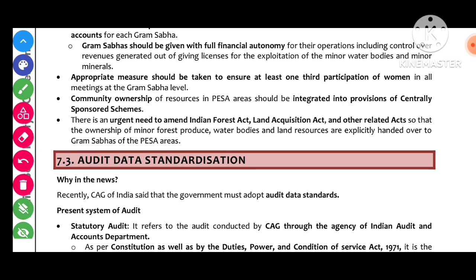An appropriate measure should be taken to ensure at least 1/3 participation of women and community ownership, such as centrally sponsored schemes by the central government as well as the state government. There is an urgent need to amend the Indian Forest Act and the Land Acquisition Act and other related acts like the Forest Rights Act.